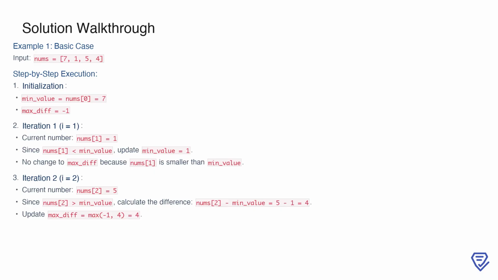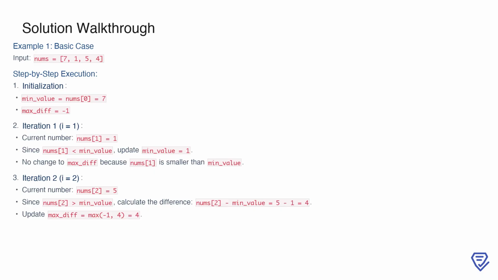Now, as we iterate through the array, we look at nums[1], which is 1. Since 1 is less than the current min_value, we update min_value to 1. At this point, no valid difference can be calculated since the current number is smaller than the updated min_value.